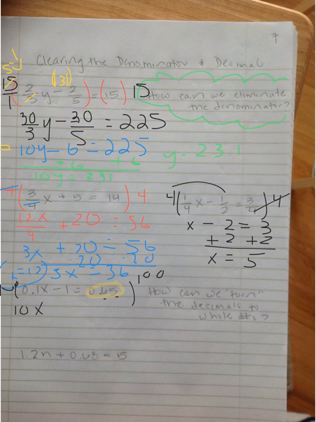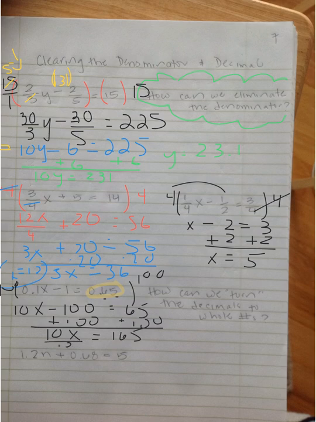So this is 10x minus 100 equals 65. Add 100 to both sides, and we have 10x equals 165. Divide both sides by 10, and you have x equals 16 5/10.